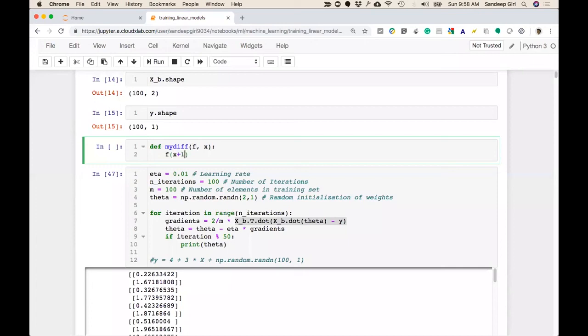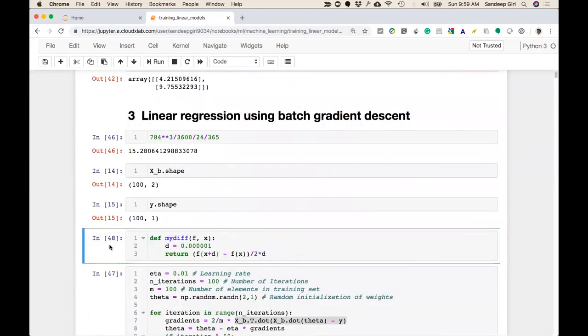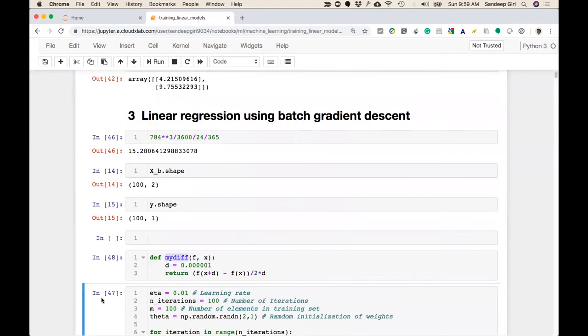Change x a little bit. Let's call that little bit d, let's say 0.0001. Change x a little bit in each direction and subtract, then divide by twice d. So this is the rate of change. Let's just check if my diff function is working fine.